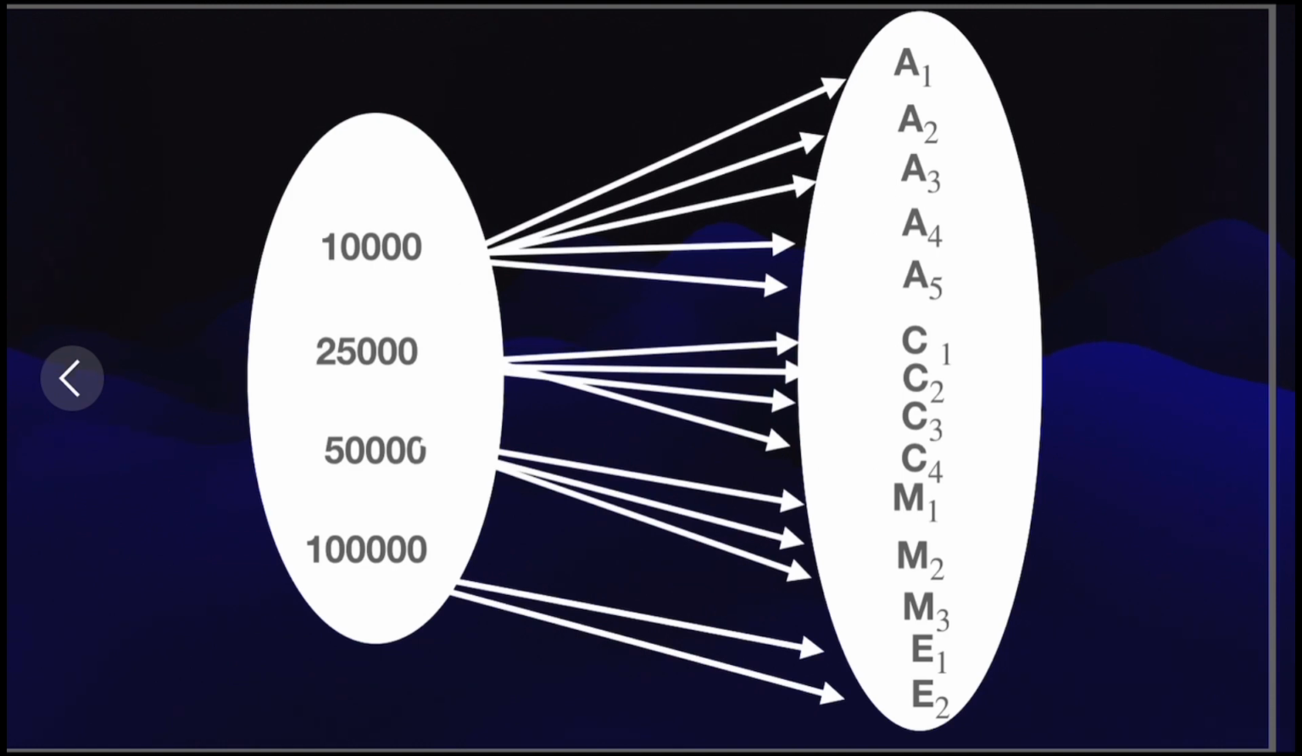And you have to draw the arrow diagram. So first set is the salaries. This is the employees. List out all the employees. List out the salaries. Draw this 10,000. All the assistants will get 10,000. So put an arrow mark towards all the assistants. 25, all the clerks. 50,000, all the managers. And 1 lakh to the executives.